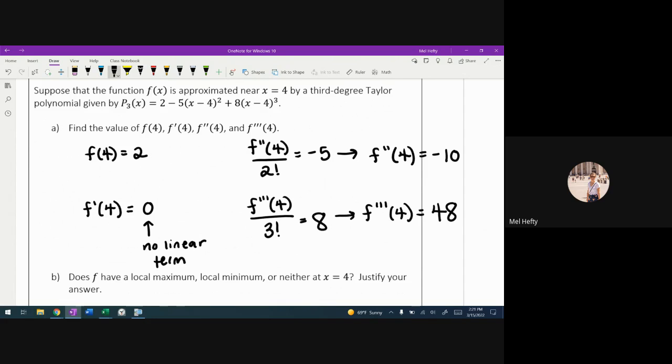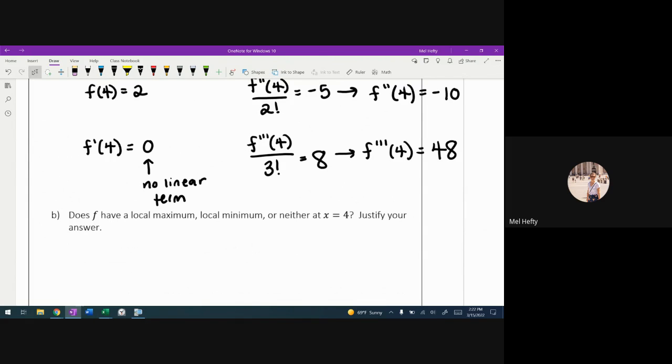All right, let's take one more moment to connect back to something that you all probably forgot about. Does f have a local min, a local max, or neither at x equals 4? Those are words I remember. Let's imagine we have a function, and I want to know if it has a local min, a local max. What's the first thing I'm going to do? I'm going to take a derivative. I'm going to set it equal to what? 0.